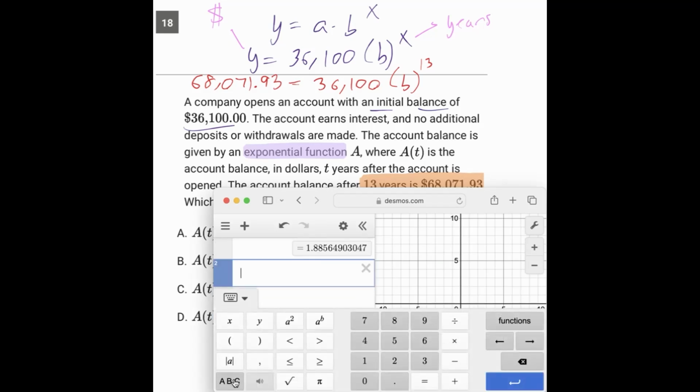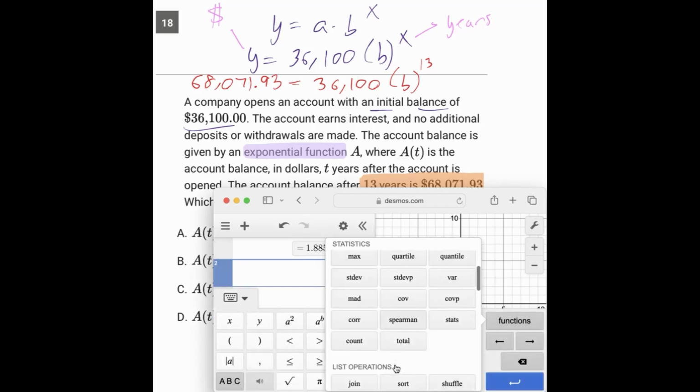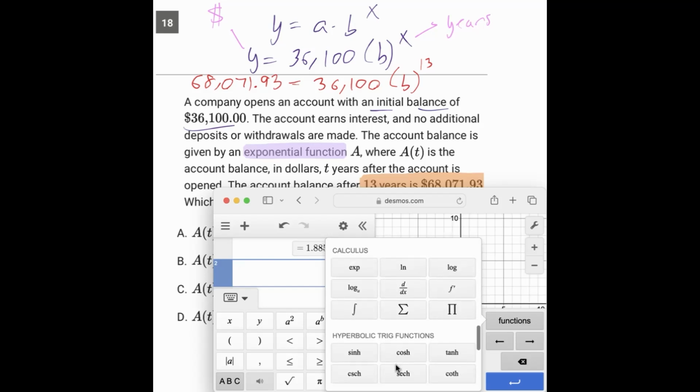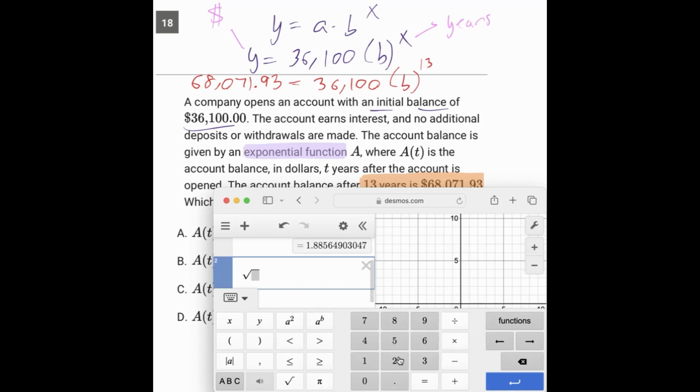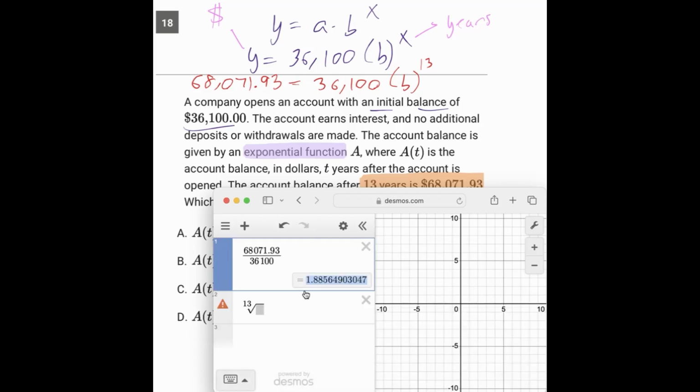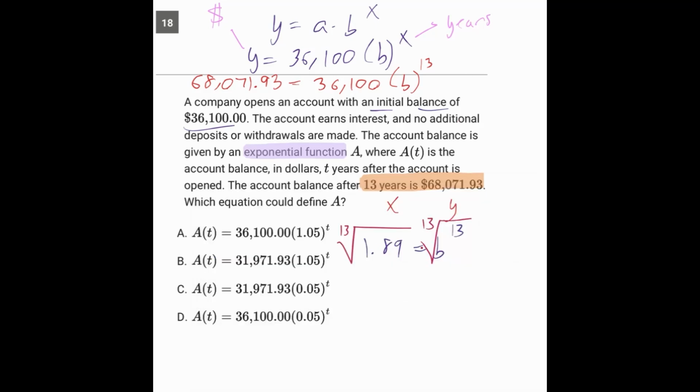So here on Desmos, you can go to the functions and scroll down a little bit. And this button right here lets you take any root. So we have the 13th root of that number right there. And the answer is coming out to 1.04 and a bunch of nines. In other words, 1.05. So we just figured out that b is 1.05.